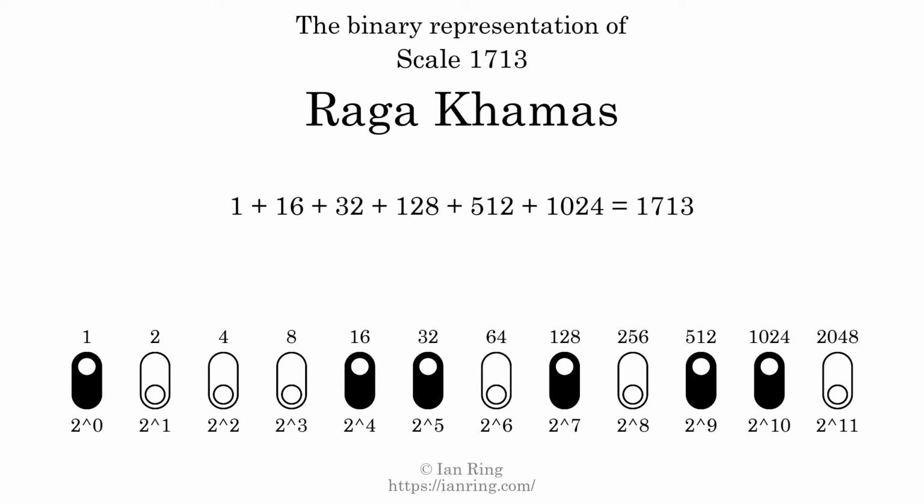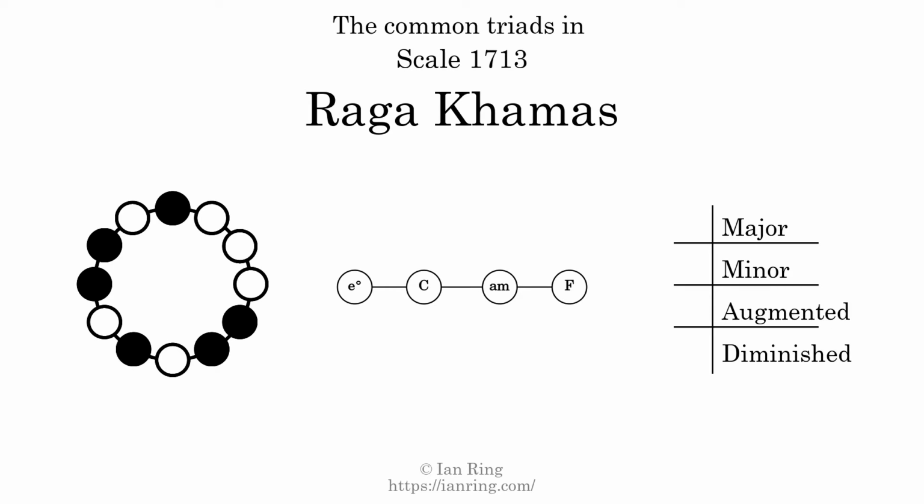The scale number not only enumerates the scale with a unique index, but it also literally describes the tonal content of the scale. Represented as a binary number in base 2, the scale number is 0110101100001. Here are the common triads present in this scale.